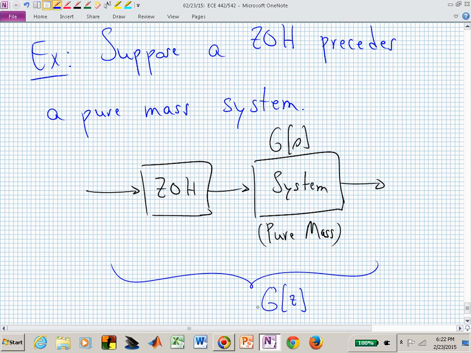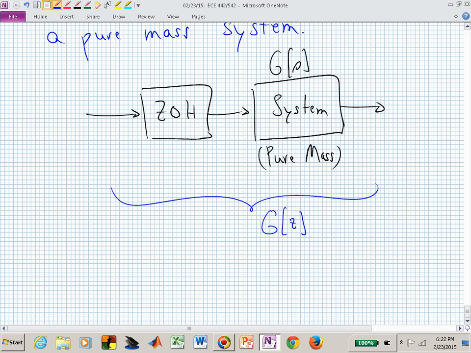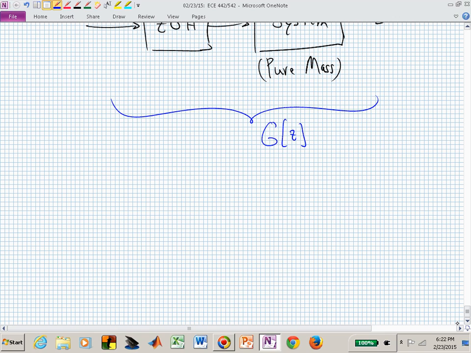We found what it was when capital G of S was a gain. We put all of those things together and out fell a gain. Now I don't think it's going to fall out quite so simply. Do you remember what the transfer function of a pure mass is? G of S.